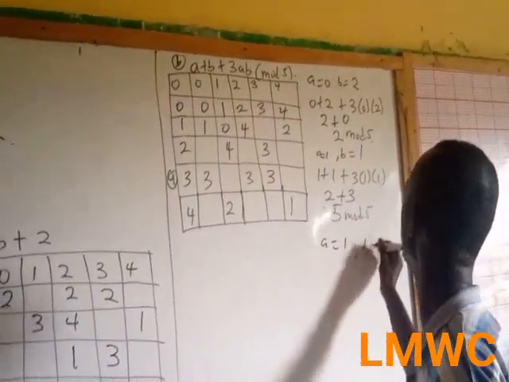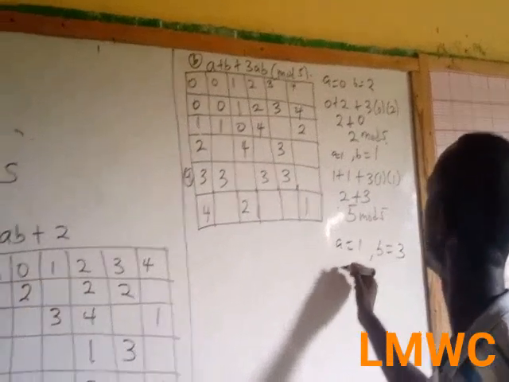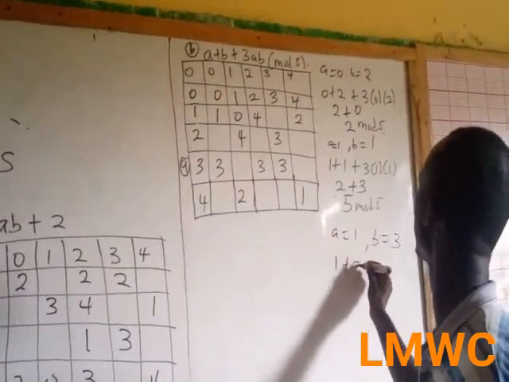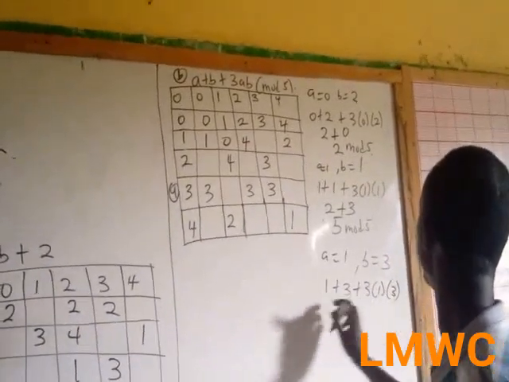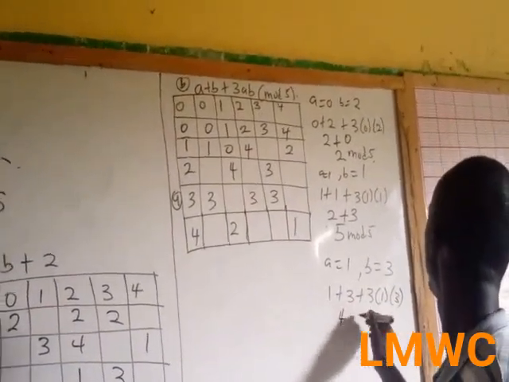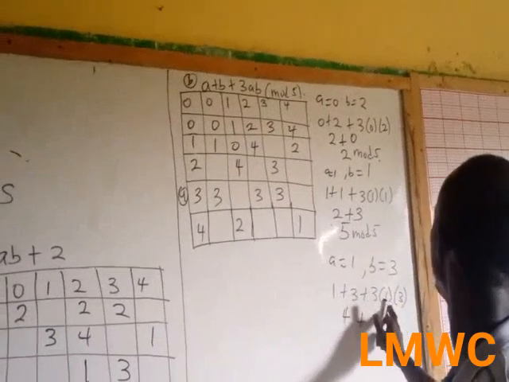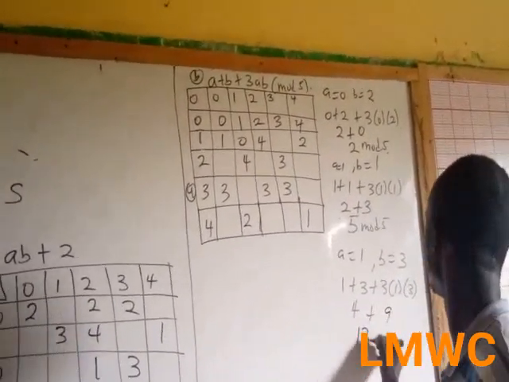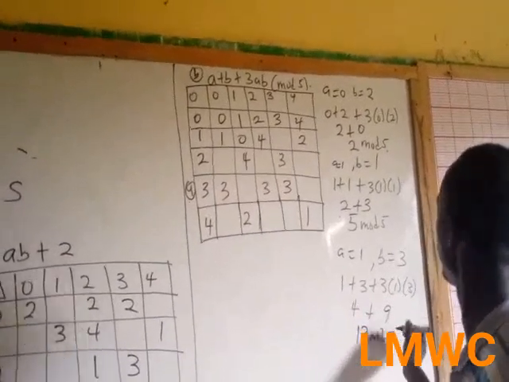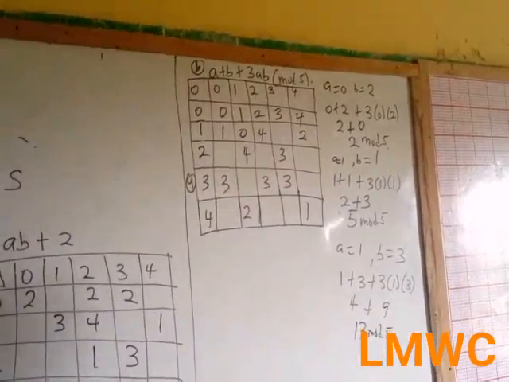Let's take A is what? 1. And B is what? 3. So it becomes 1 plus 3 plus 3 times 1, 3. So 1 plus 3 is what? 4. Plus 3 times 1 is 3, times 3, 9. So 4 plus 9, 13 mod 5. 5 goes into 13, we have 2.